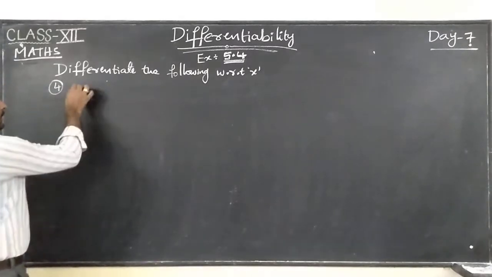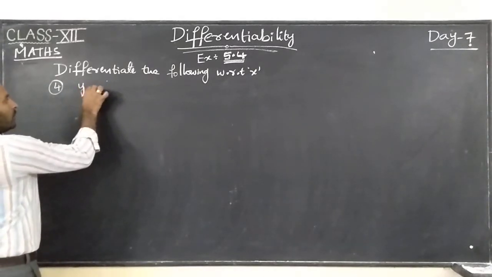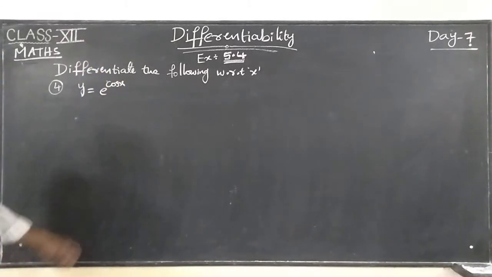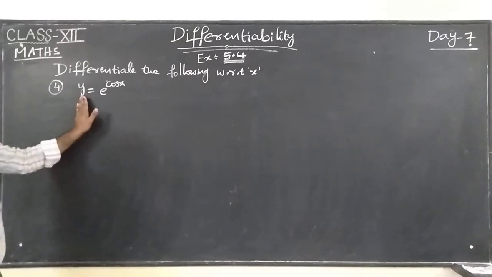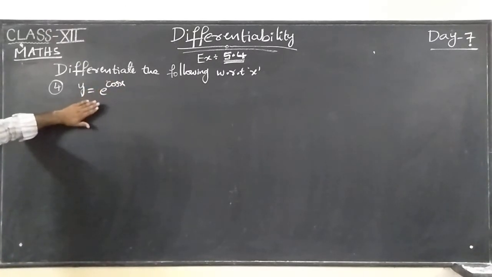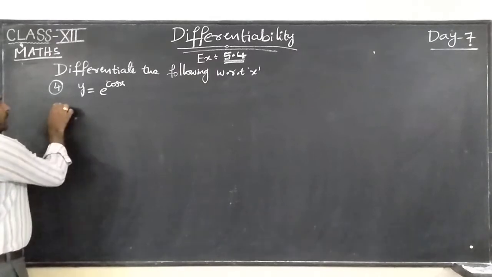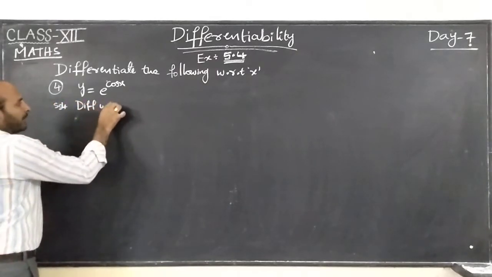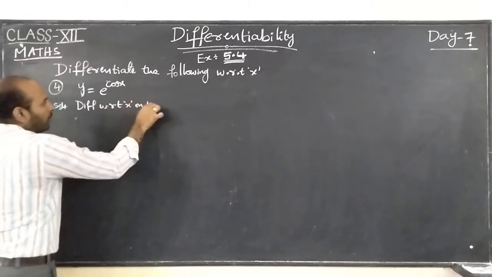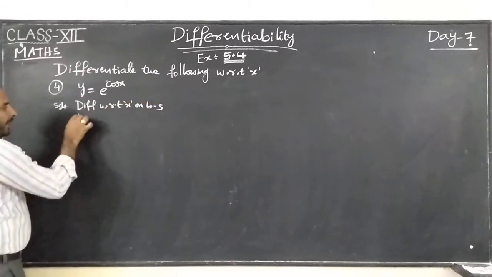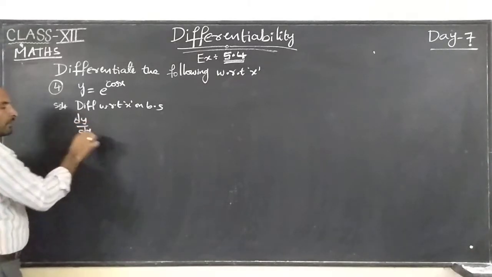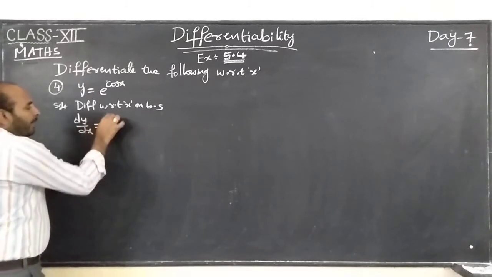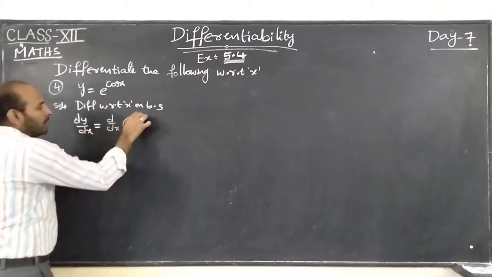Differentiate the function. Let us take y is equal to e power cos x. So I am taking the function y is equal to f of x. Now differentiate with respect to x on both sides. So y derivative you can write as dy by dx or y1 or f dash of x, which is equal to d by dx of e power cos x.